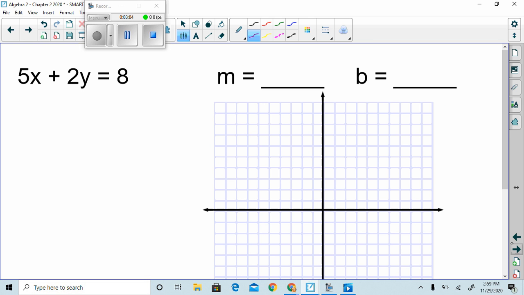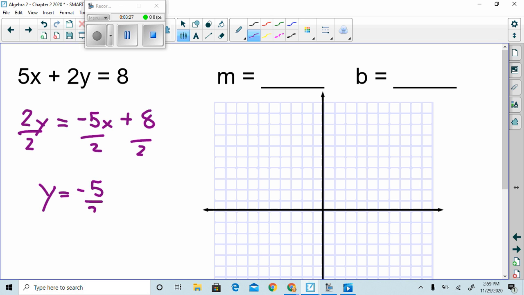So we saw in those first two examples that the equation was already in slope-intercept form, but problem number 3 is not. It's in standard form. So let's start by rewriting it first. I'll subtract the 5x on both sides, and then I'll divide by 2 on all terms to isolate my variable. And then I get y is equal to a negative 5 halves times x plus 4. My slope is a negative 5 over 2, and my y-intercept is a positive 4.